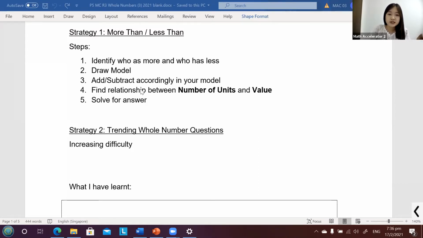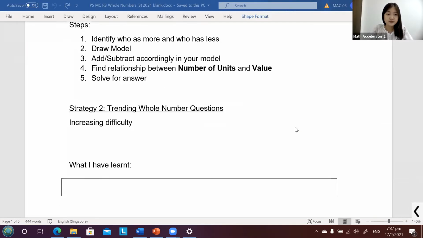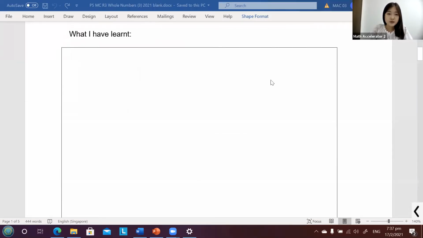Memorizing these steps won't help you. You need to try and learn to apply it, which is what we'll be doing in the next segment, with some questions on strategy 1 first. In this box, what I've learned, you can always go back to this page and write down in point form whatever you've just learned and don't want to forget, to revise in the future.